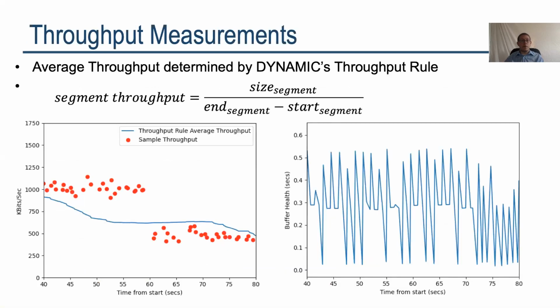Here's an example from one of our test experiments. On the graph on the left, we have throughput on the y-axis and time on the x-axis. In the blue line, we can see the throughput measured by the throughput rule in Dynamic, which shows the average throughput measured with a bit of slack to ensure that the player requests a segment that can be downloaded in the segment duration. Even though the measured throughput looks stable, there's quite a bit of variation in individual samples, the red dots here. And when the available bandwidth changes quickly, the individual segments change quicker.